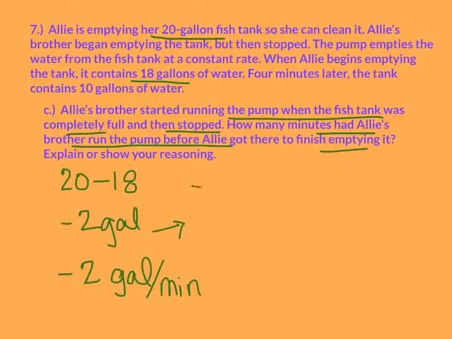Anyway, so that means we've got negative 2 divided by negative 2. 2 divided by 2, of course, is 1. Negative divided by a negative is positive. So it took 1 minute. That's how long Allie's brother ran the pump before she got there. 1 minute.